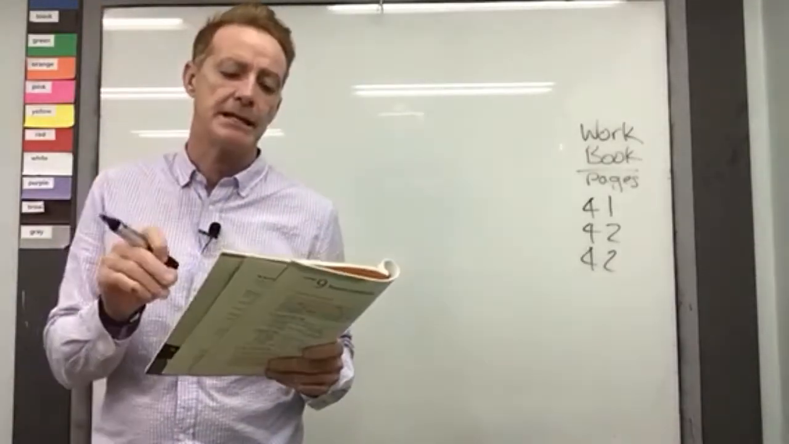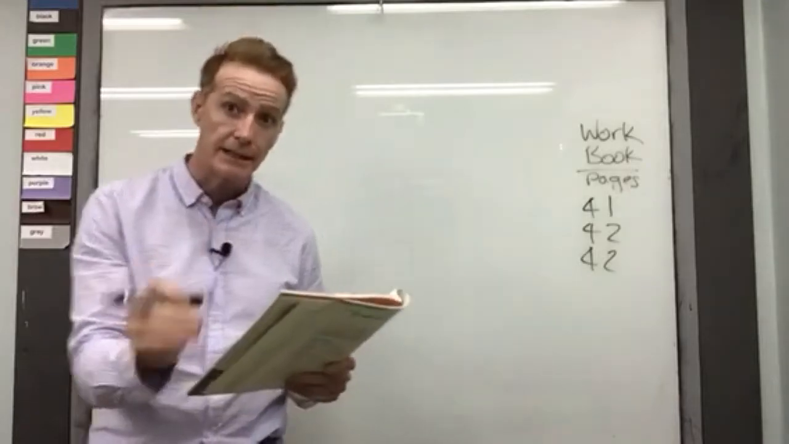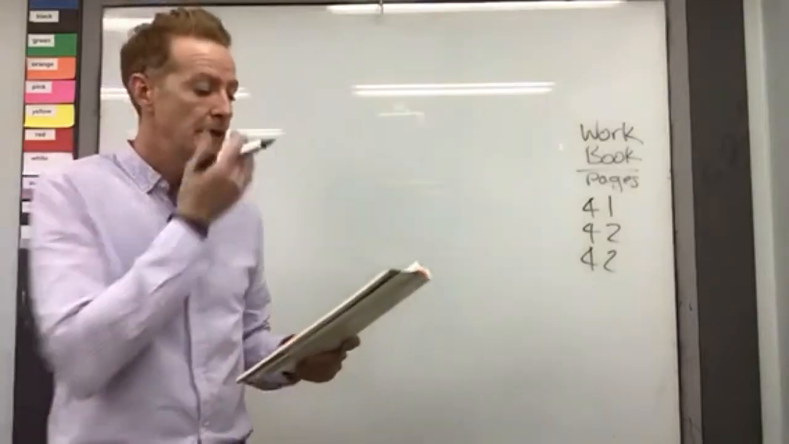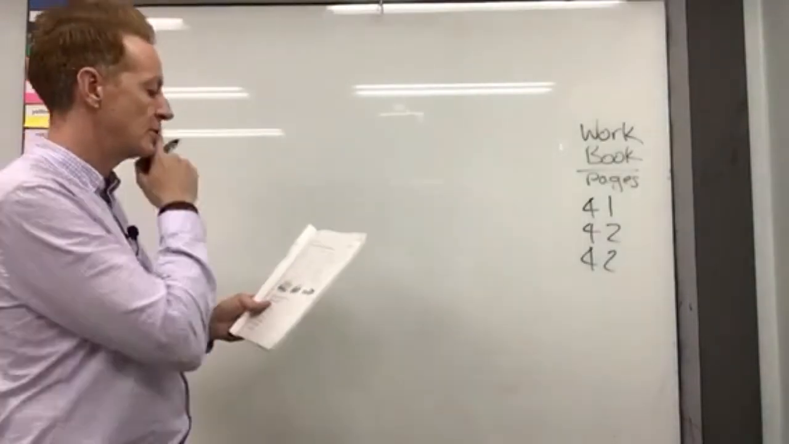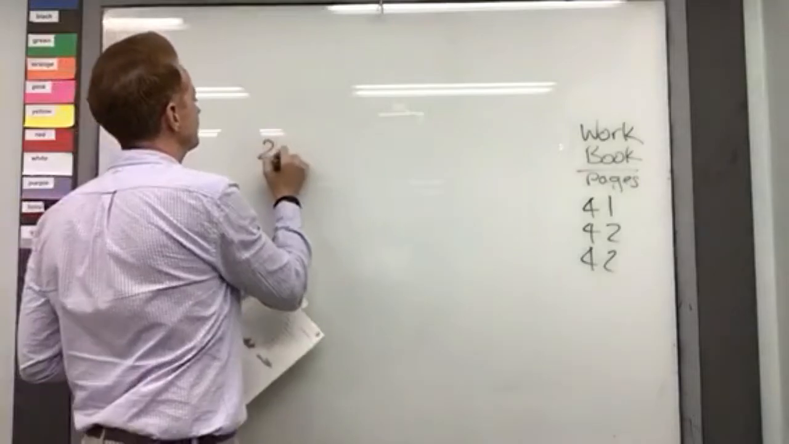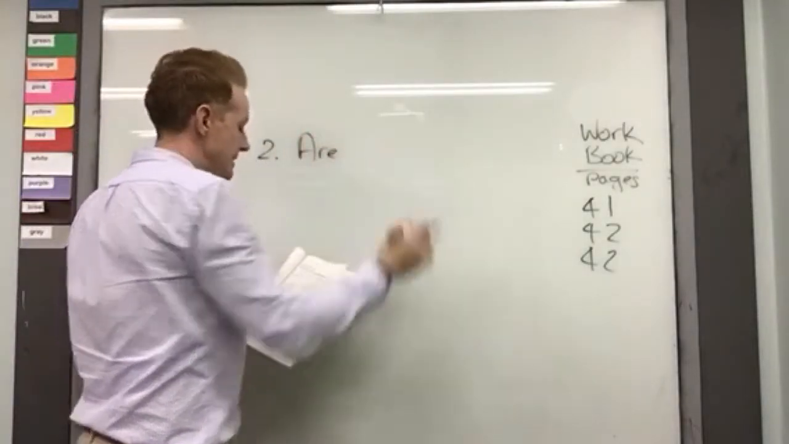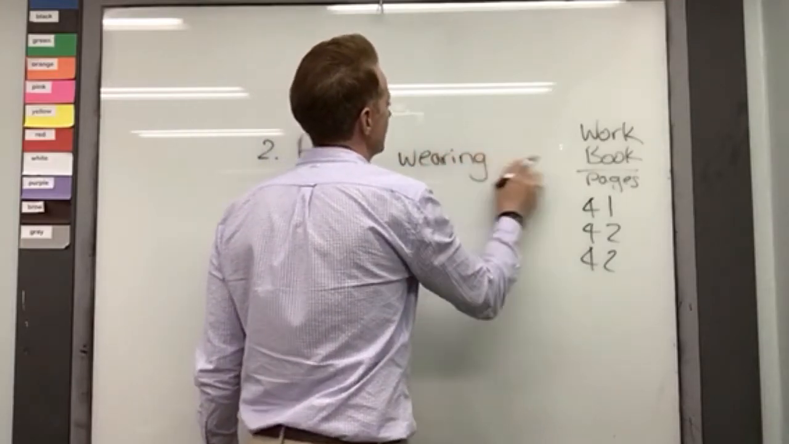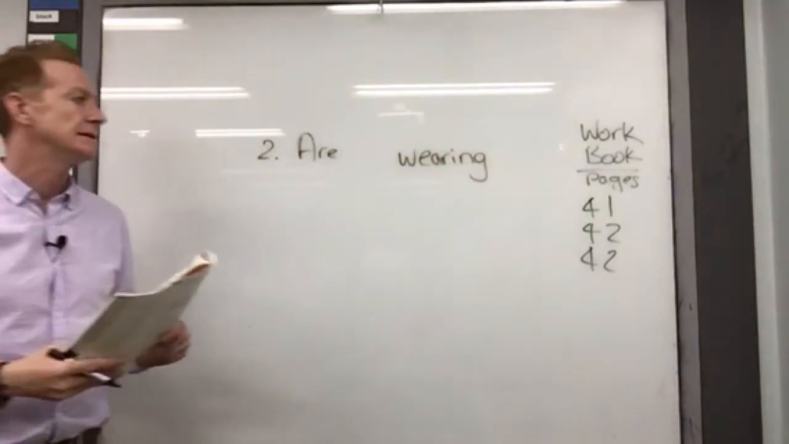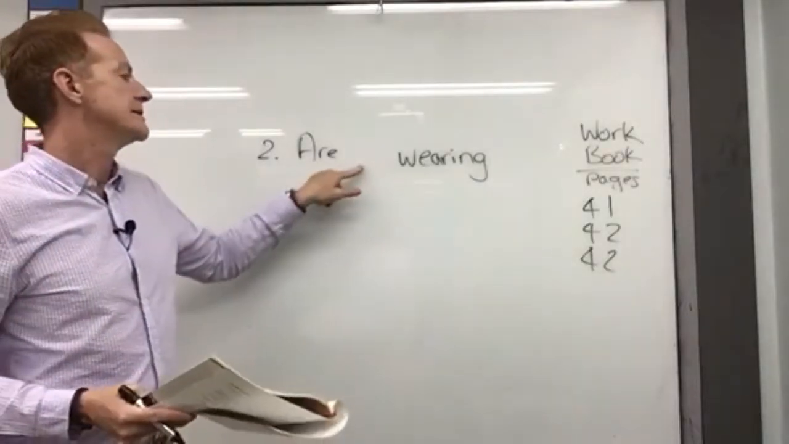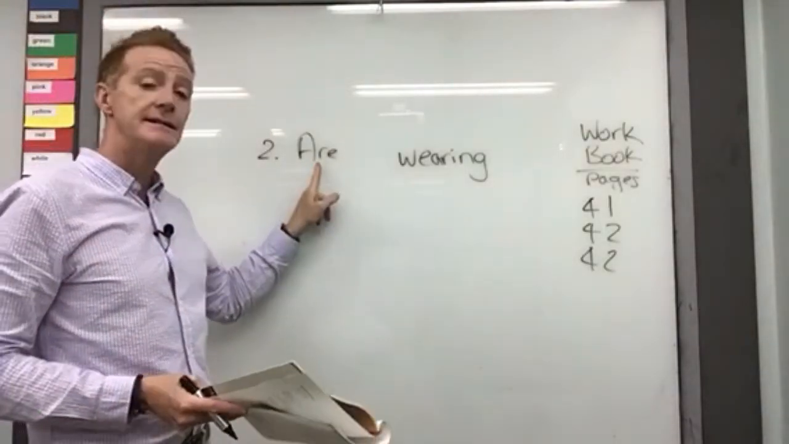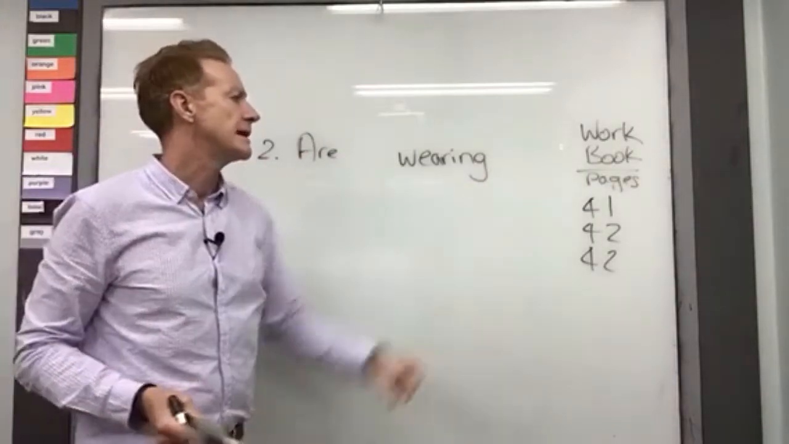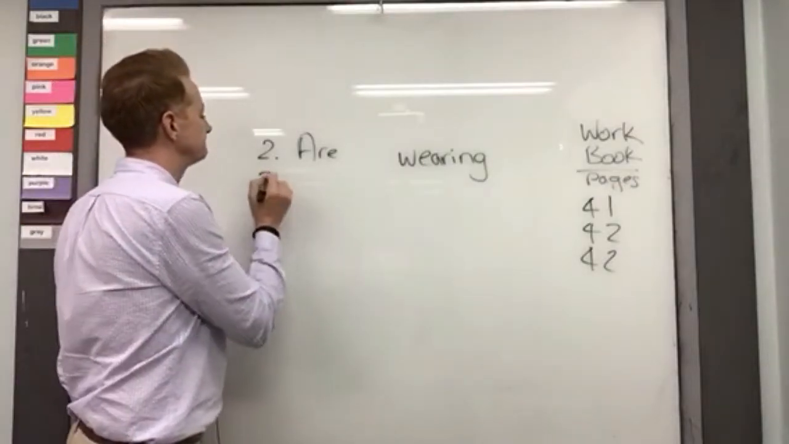Mike is playing baseball at home. Number 2, the verb is wear, like to wear something. So this is a question. So number 2, are they wearing? Are they wearing sunglasses in the building? Are, because it's a they, it's more than one, so it's not is. Is only for one.